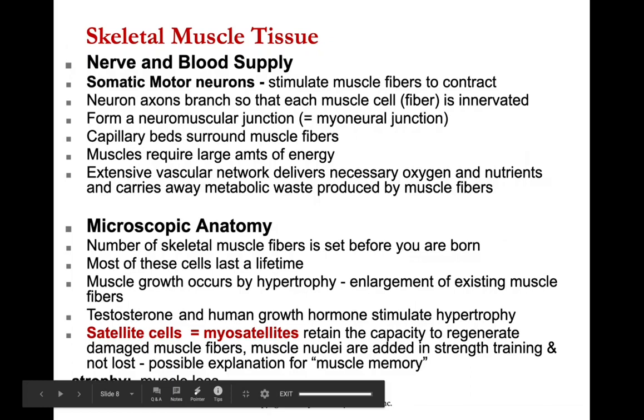So when you look at the nerve and blood supply, your somatic motor neurons, which somatic means to the body, motor is going from the brain down to the body, it's going to stimulate muscle fibers to contract. The neuron axons are going to branch so that each muscle cell or fiber is going to be innervated, and it's going to form a neuromuscular junction. Sometimes it's called a myoneural junction.